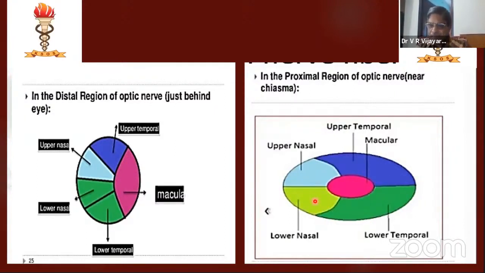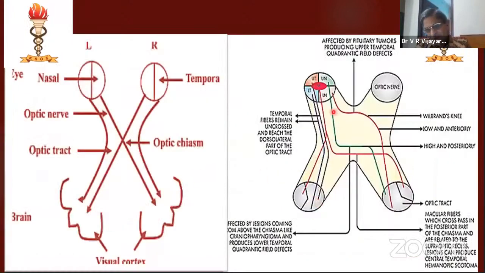And moreover, never forget one point here. In the retina, the macula occupies only about 1/20th of the area. In the optic nerve, it occupies about 75%. That is why whenever you have an optic nerve problem, maybe neuritis or tumors, the macular fibers are the first to be affected. That is why you can have a central scotoma to start with in a case of optic nerve problem. These are common questions in exams. See now, when you come to the chiasma, upper nasal, lower nasal is the macular fibers.